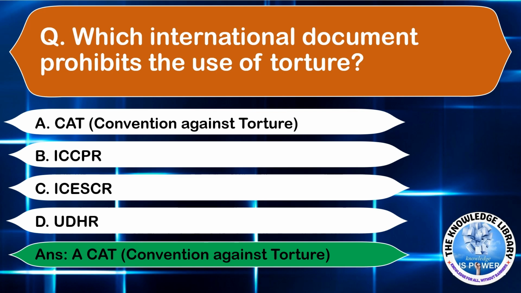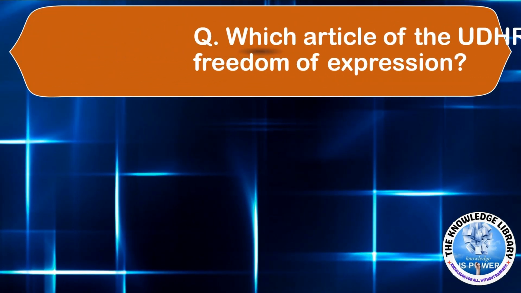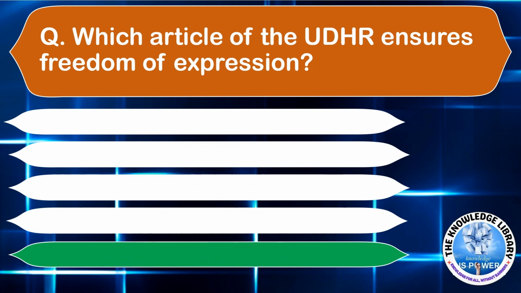Next question is, which article of the UDHR ensures freedom of expression? Option A, Article 19. Option B, Article 12.